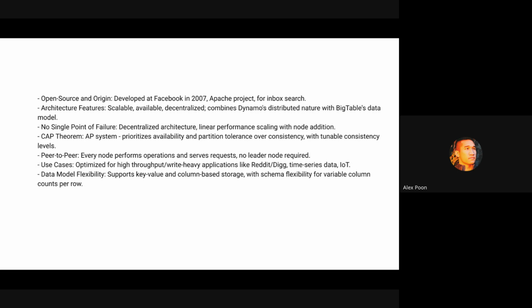Write-heavy applications. Cassandra is especially suited for write-intensive applications such as time series streaming services, sensors, logs, and Internet of Things applications.